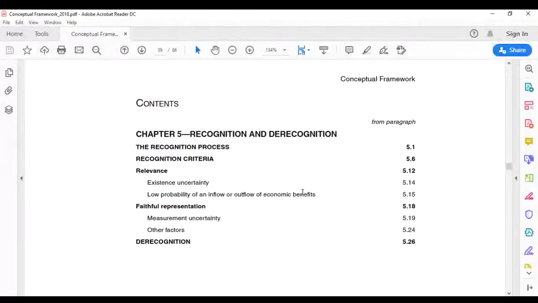So let me just go and find the conceptual framework again. Right, you should now see the beginning of chapter 5, the contents table of chapter 5. We finished with the definition of the 5 elements yesterday. So today there are 2 further matters that we will be discussing. The first being recognition and derecognition, and then there's also the matter of measurement.